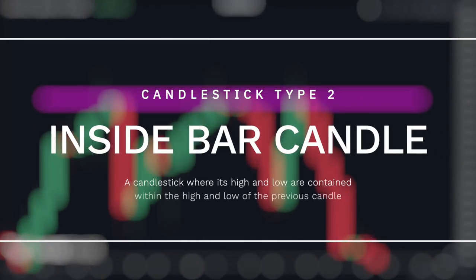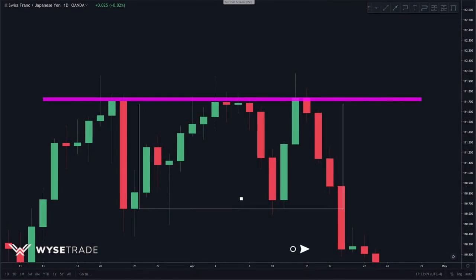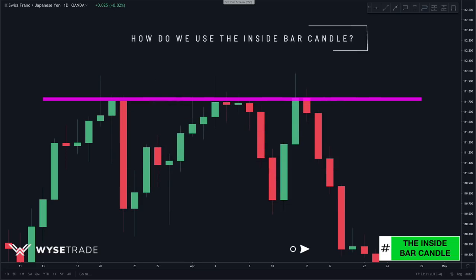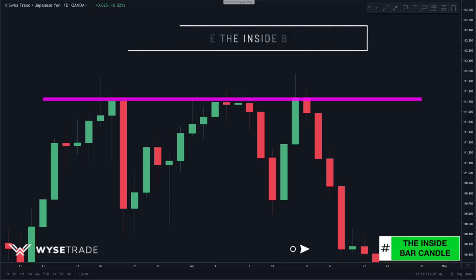So the second candlestick type we look for is the inside bar. This here is what an inside bar looks like, where the high and the low of the candle is completely inside of the high and the low of the previous candle, which shows momentum loss. So how do we use this candle type?